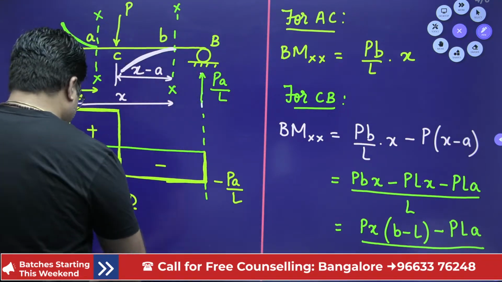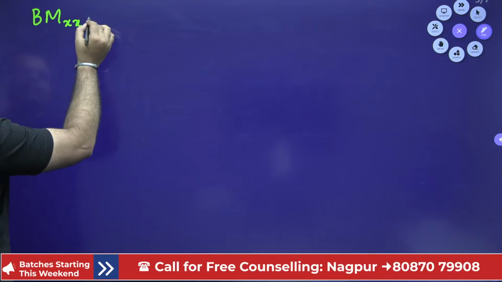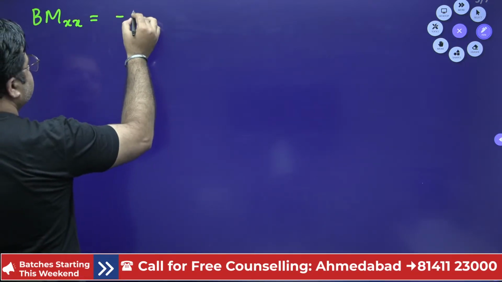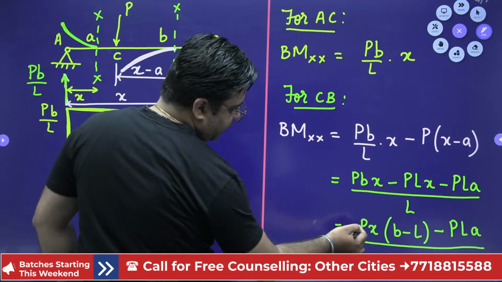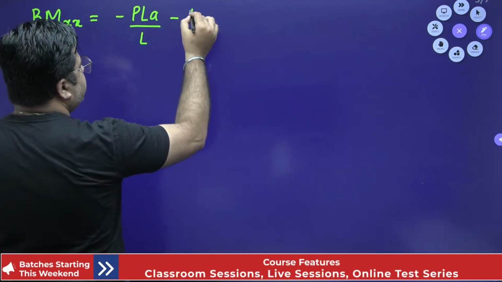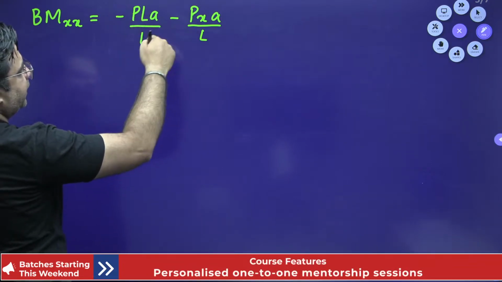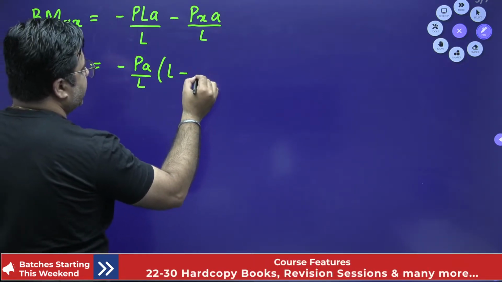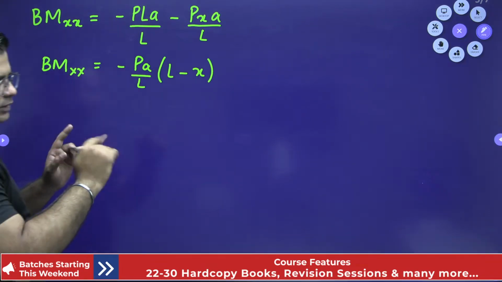So I'll just solve this further. So the bending moment at section XX for span CB is minus PLA divided by L, and then this term minus PXA, because this is minus A, minus PXA divided by L. So you can take minus PA by L common, and in the bracket you have L minus X. So this is the bending moment at section XX for span CB, right?